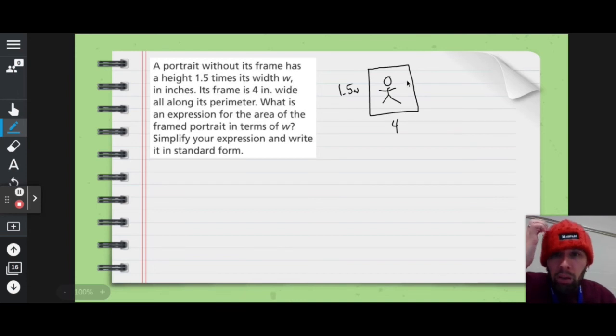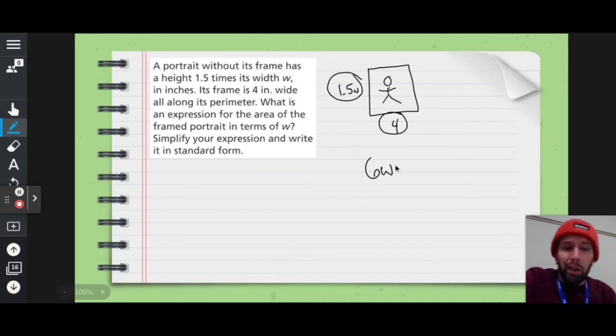What is an expression for the area of the framed portrait in terms of W? Okay, well, 1.5W times 4 is 6W. That's it. I'm sure I screwed that up. I'm sure I didn't do that right the way it's intended to, but I don't understand what it means. Its frame is 4 inches wide all along its perimeter. That doesn't make sense to me. So I'm moving on.